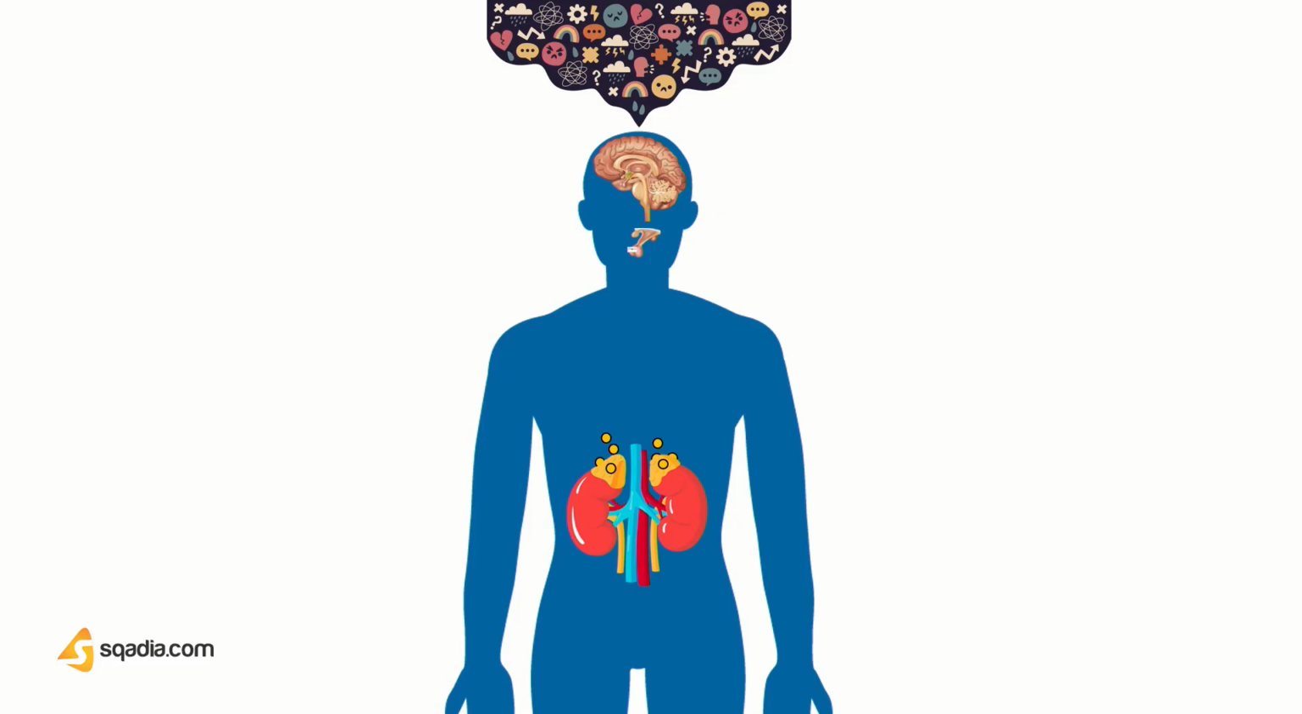Now, you must remember that this HPA axis, the first player was CRF. It is sometimes known as CRH, or corticotropin releasing hormone. Sometimes known as factor, sometimes known as hormone, so we'll be using it interchangeably. Now let us take a look at the mechanism of action of this CRH.